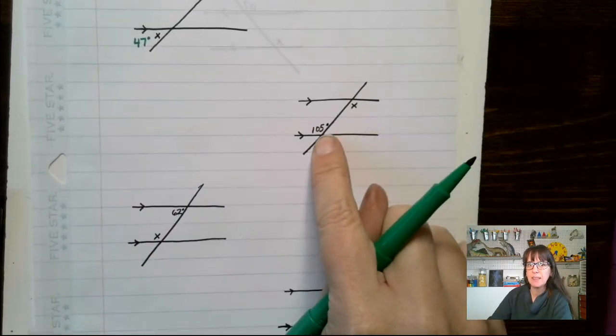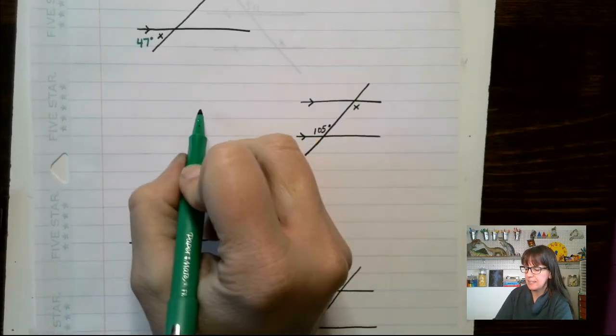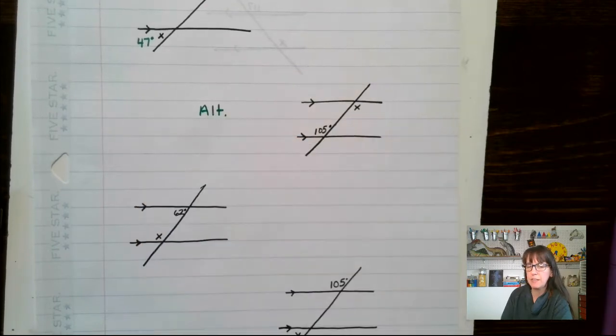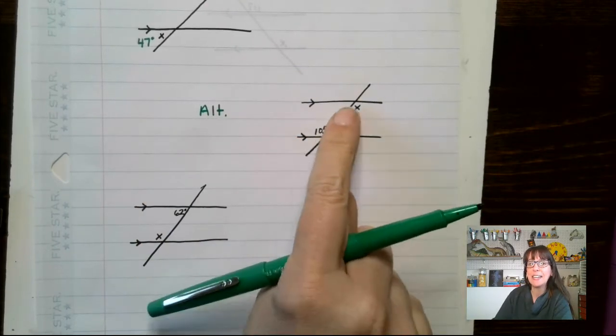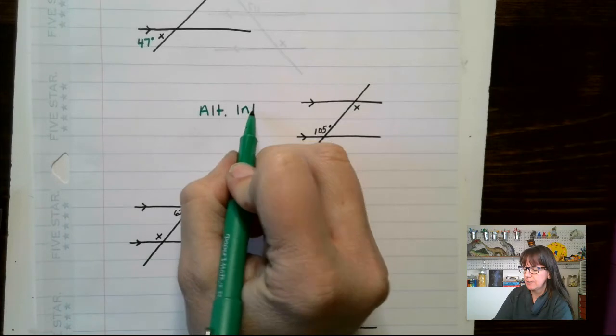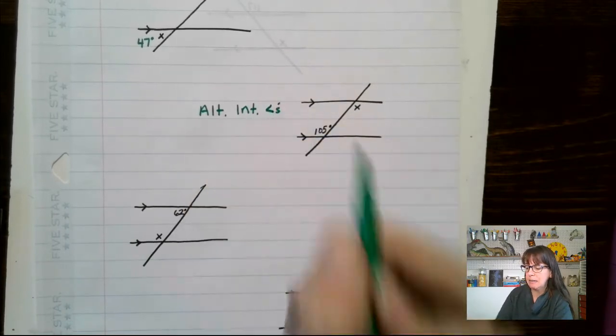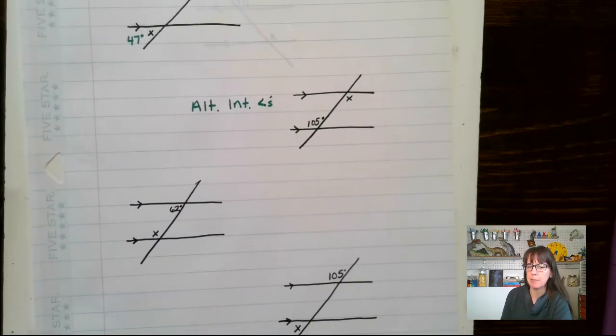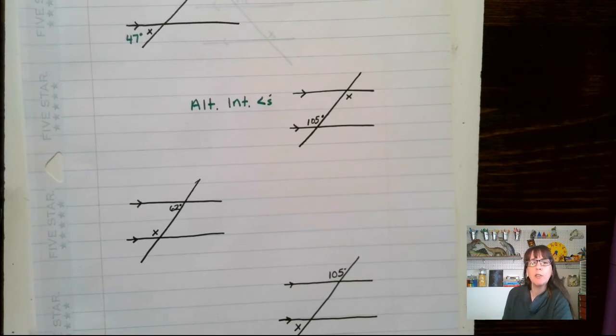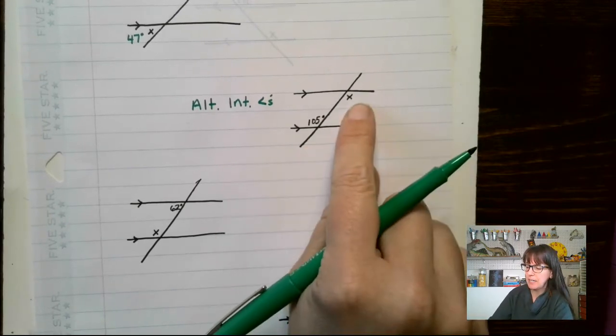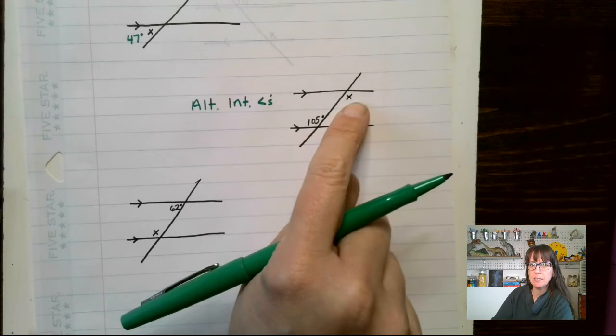Let's look at this one. 105 and x. These guys are on alternate sides of the transversal, and they are interior. So alternate interior angles. Use a little bit of abbreviation there. Mathematicians like to do that. Remember, when they're on alternate sides, these guys are going to be congruent. So this is 105. This is also going to be 105.